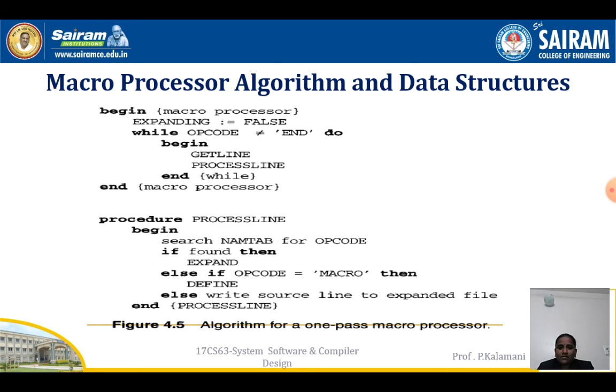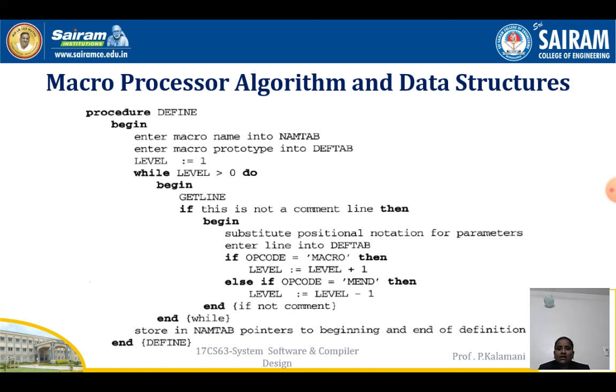The same thing will be done in the pass 1 assembler, because during the first pass the macros are defined, and during the second pass the invocation should be appended. So for the invocation, it will enter the macro name into the macro name table, as well as the macro prototype into the def table. Then it will compare, and based on that it is going to expand. So this is the function of the macro processor.